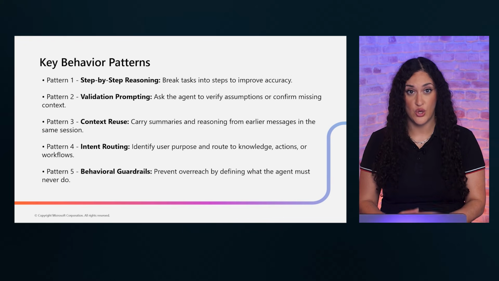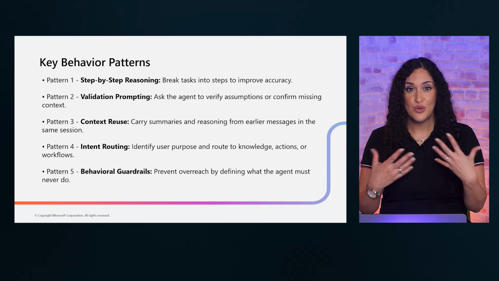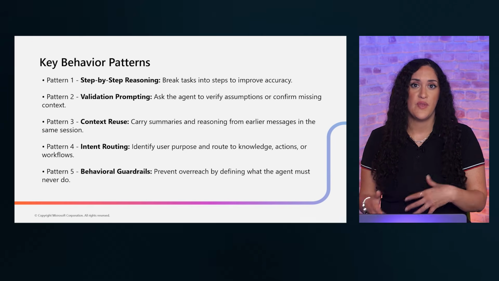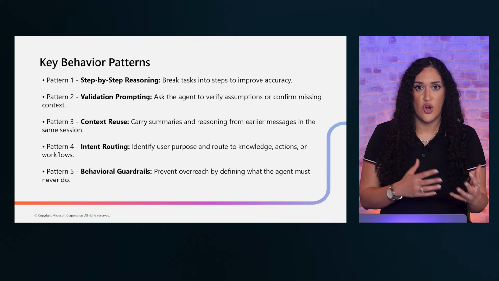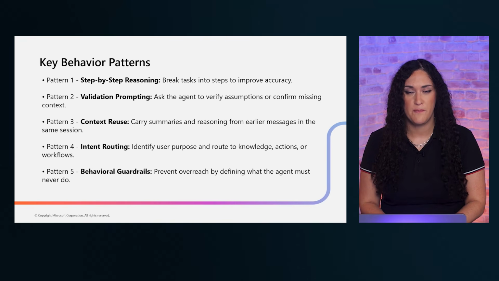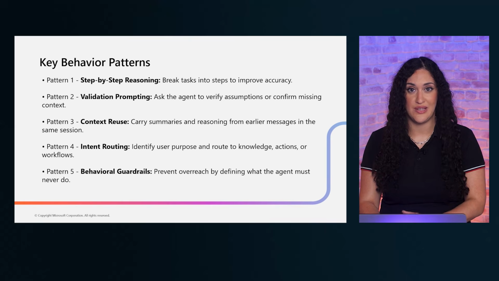The best practice is to combine these patterns. The most effective agents use all 5. They reason step by step, validate before acting, remember context, route intelligently, and stay within boundaries. Master these patterns and your agents will be reliable, safe, and genuinely helpful.